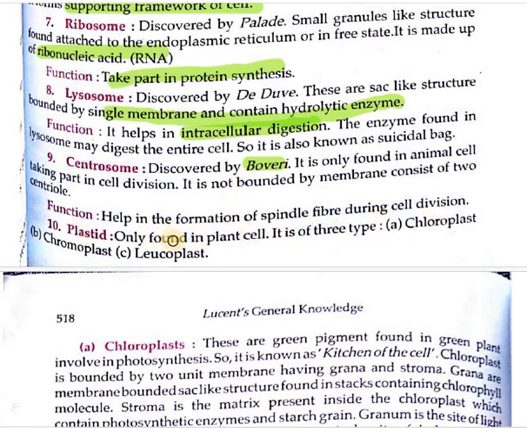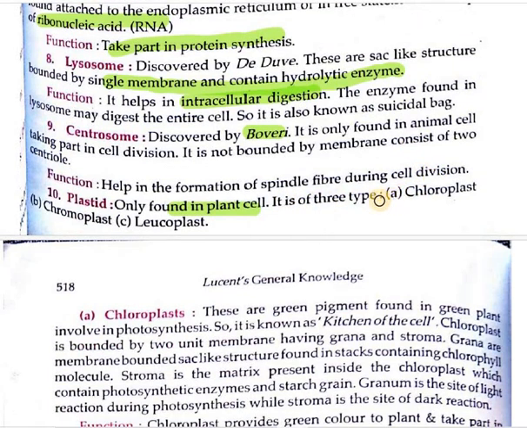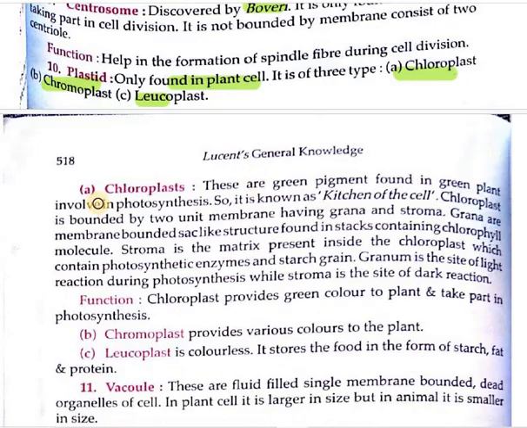Plastids are only found in plant cells. There are three types: chloroplast, chromoplast, and leucoplast. Chloroplasts are green pigment found in green plants, involved in photosynthesis, so it is known as the kitchen of the cell. Chloroplast is bounded by two unit membranes, having grana and stroma.